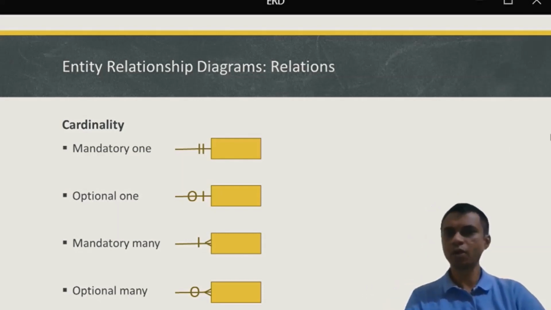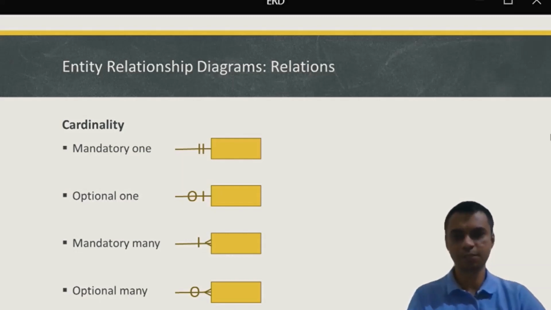Next we have the optional many cardinality, where the relationship is optional but it can be a 1:many relationship. An example I can think of is ownership of vehicles. Not everybody owns a vehicle, and you could hold more than one vehicle, right? So these are some of the examples.